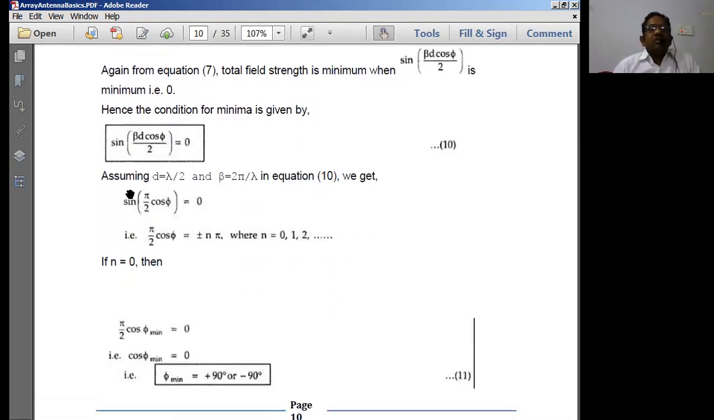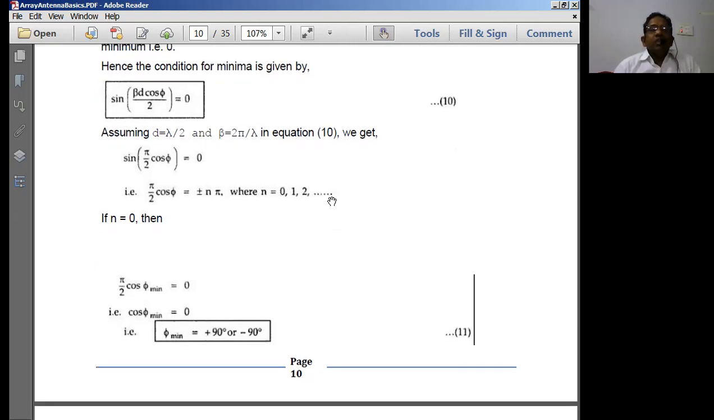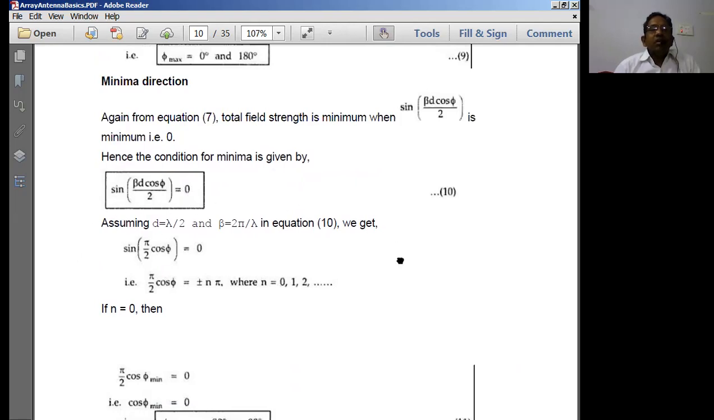Assuming d is equal to lambda by 2 for half wave distance, and beta is equal to 2 pi by lambda, same story as before. Sine of (pi by 2 cos phi) is equal to 0. So for this we'll be getting plus or minus n pi. It will be simply the reverse of the cos case.